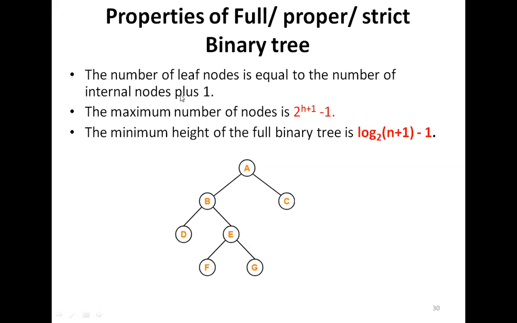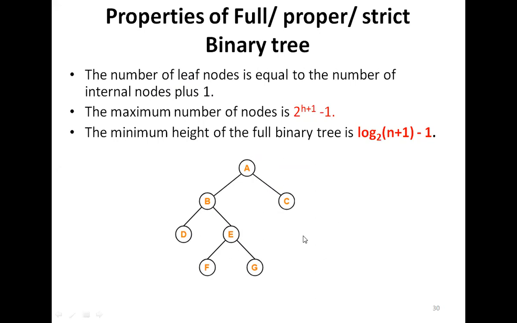Now, this property is saying that the number of leaf nodes is equal to the number of internal nodes plus 1. Okay. Now, how many leaf nodes are there in this tree? 4. Is it satisfying this property? Yes, sir. It is satisfying because 3 plus 1 is 4. Internal node number is 3, 1, 2, 3, and leaf nodes are 4. So 3 plus 1 is 4.